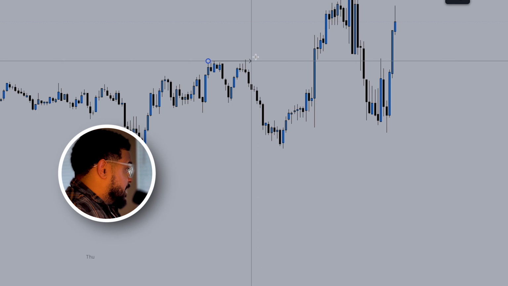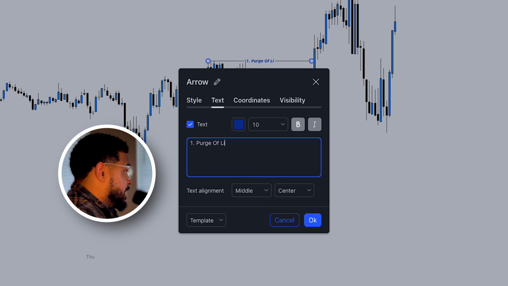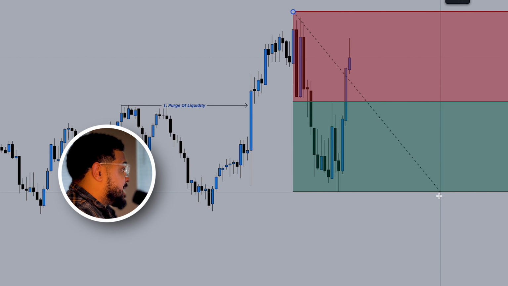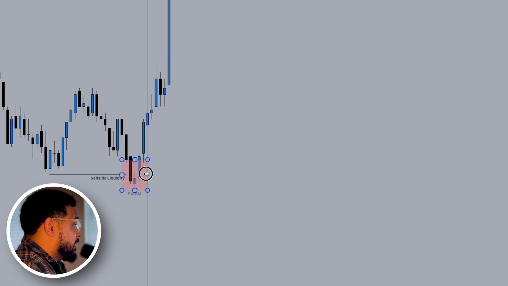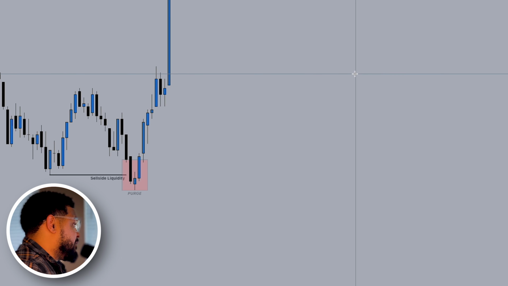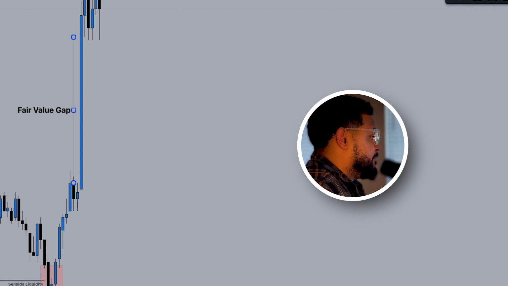Now that you can identify liquidity and find the right order blocks and fair value gaps, you understand how to create a narrative around price action. So the way I frame my setups and take trades is I look specifically for these three things to occur. First, I look for a purge or sweep of liquidity. If I'm bearish, I look for buy side liquidity to be swept first at a premium price. And if I'm bullish, I look for sell side liquidity to be taken first at a discount price.